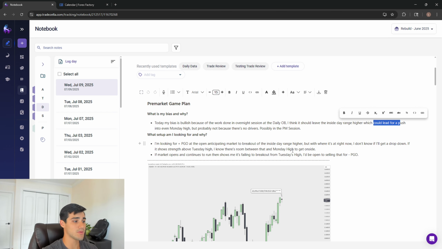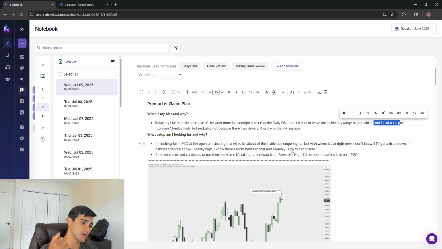And an alternative plan, because I knew that the market was likely to just go right at the open, I said if the market opens and continues to run, then it shows me it's failing to break out from Tuesday's high, I'd be open to selling that for a bearish premium gap opening. So my model does revolve around the gap opening at 9:30.